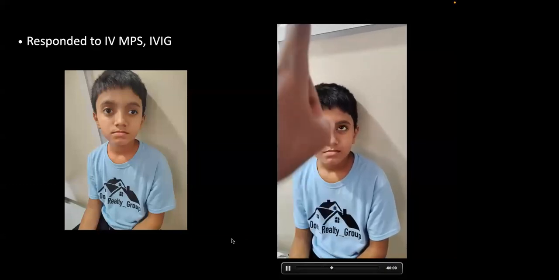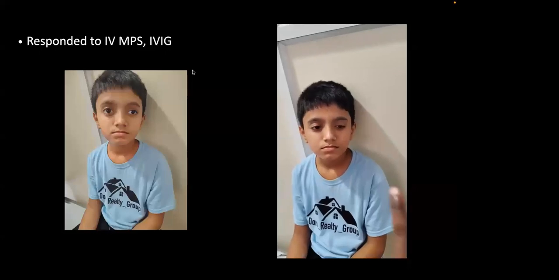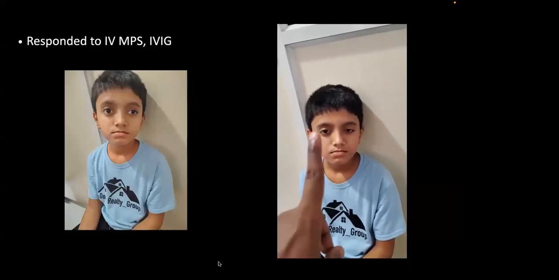Vishal, if you can just go ahead. Considering demyelination, we started IV methylprednisolone for 5 days, and in view of partial response, we again started IVIG for this child. And this is the video after treatment. Only partial ptosis is present in the left eye, and the rest of his eye movements became normal.